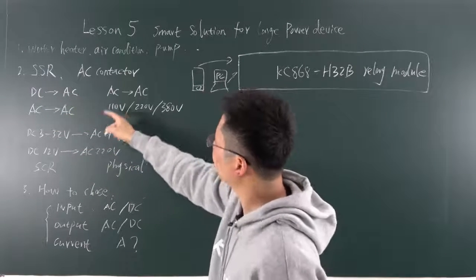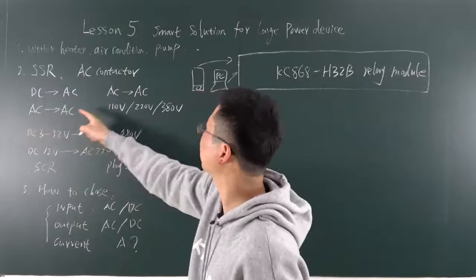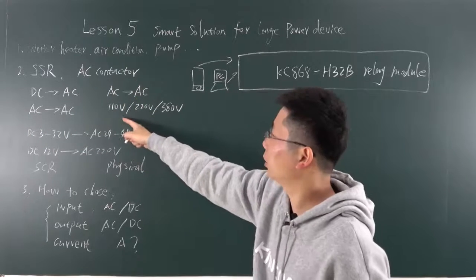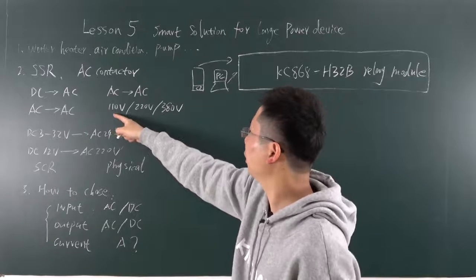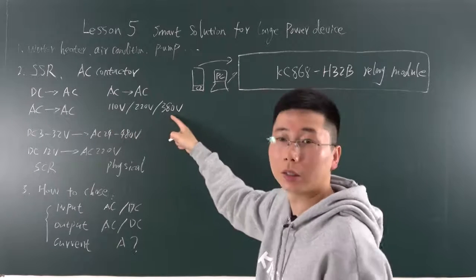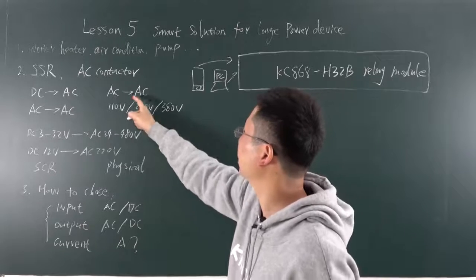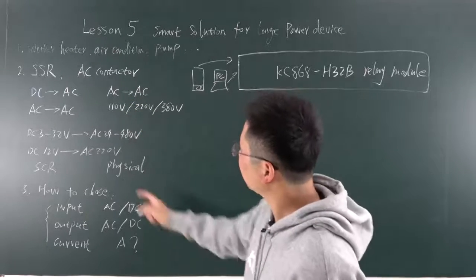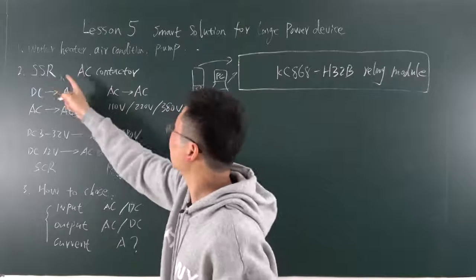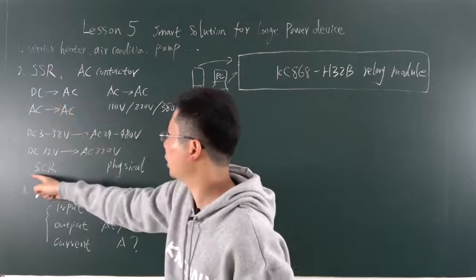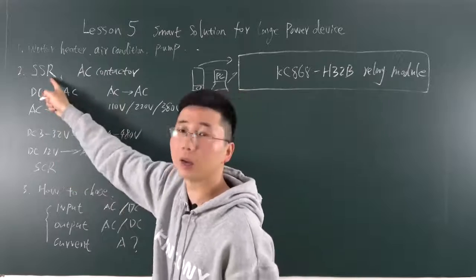But you also have the AC controlling AC type, just like this AC contactor. So we can use AC 110, 220 or 380 volt to control the AC output. So this is the SSR, and this is the AC contactor. The SSR has an SCR inside this part.